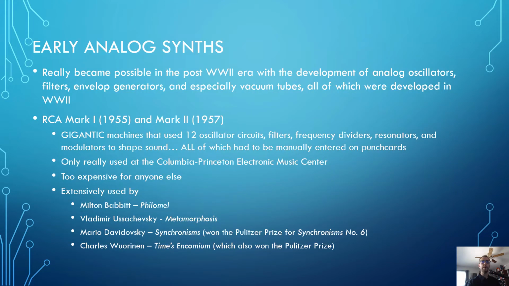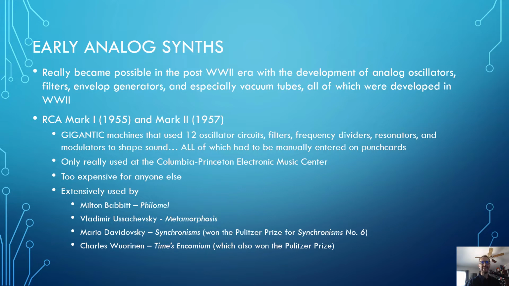But this leads to early analog synths, which really only became possible in the post-World War II era, with the development of analog oscillators, filters, envelope generators, and refinements to vacuum tubes, all of which were primarily developed in World War II, or in the case of vacuum tubes, refined. This led to two major synthesizers that had a huge local influence, the RCA Mark I and Mark II, which were both put into the Columbia-Princeton Electronic Music Center. So, used in New York City, nowhere else.